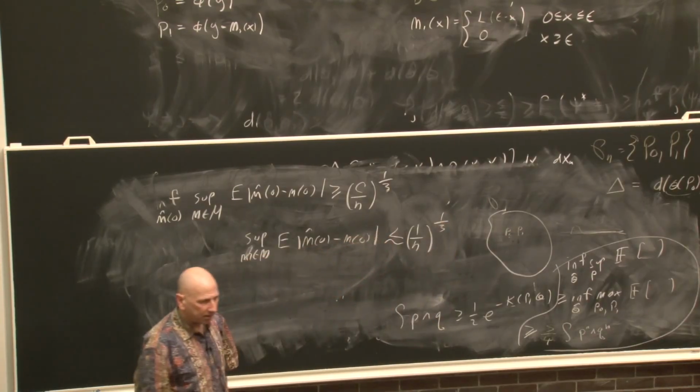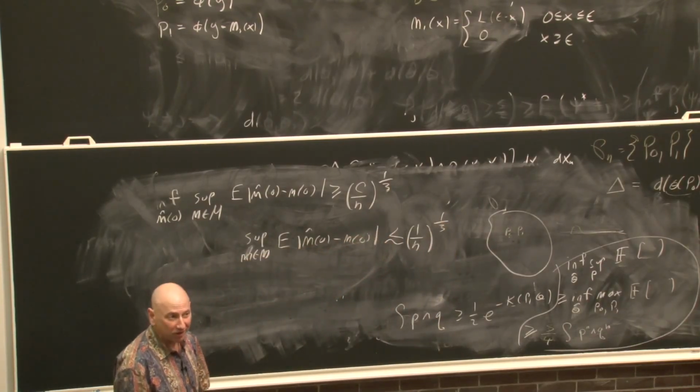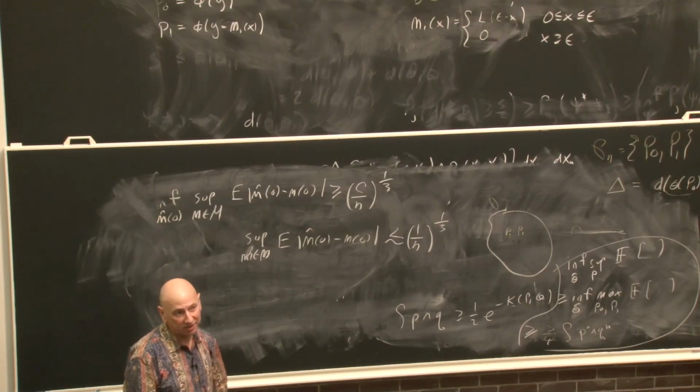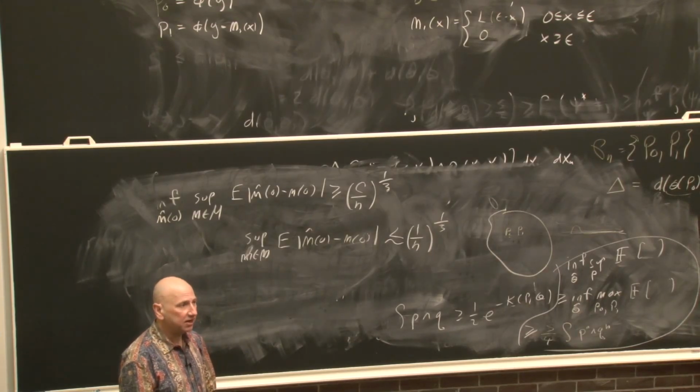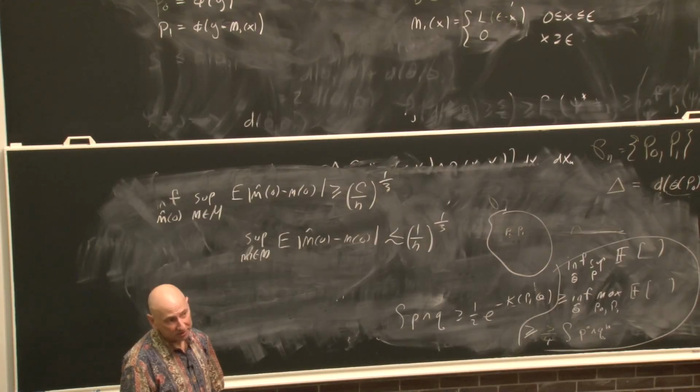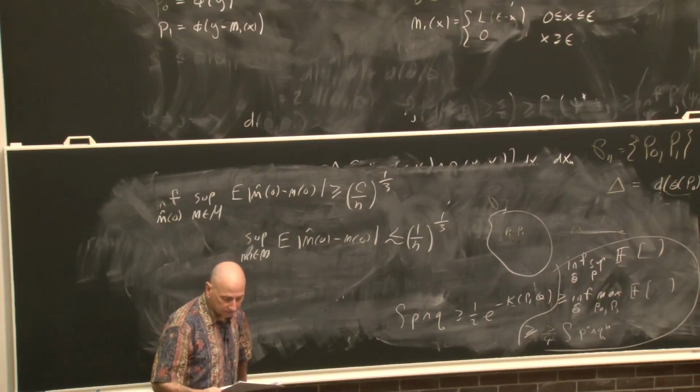So we've got the lower bound is 1 over n to the 1/3. The upper bound is 1 over n to the 1/3. We have the minimax rate. The minimax rate for estimating a regression function, at least at a point, under the Lipschitz condition, is n to the 1/3.